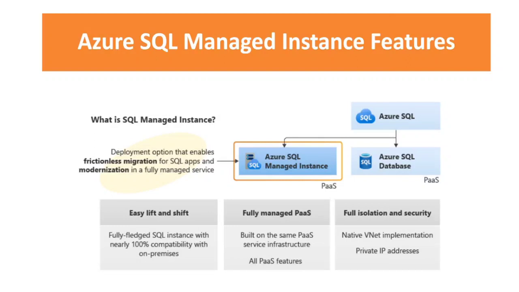Then, full isolation and security. You have to create your native VNet implementation with a private IP address. If you are running a hybrid model, you can create virtual network peering, create your own VNet, and use this service. So in terms of security, it will be very useful. These are the main three features I have chosen here. This slide I have taken from the Microsoft documentation page itself.